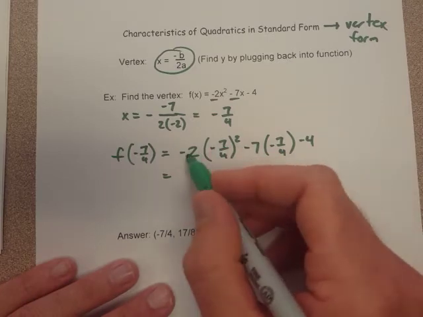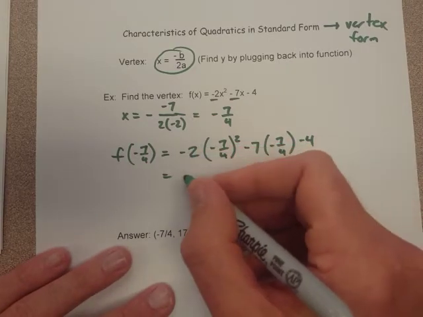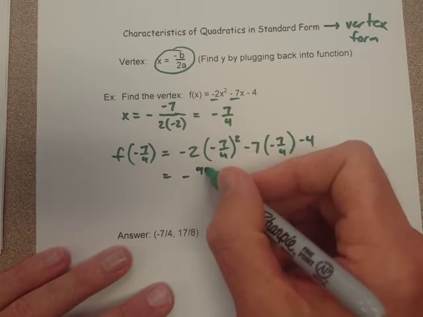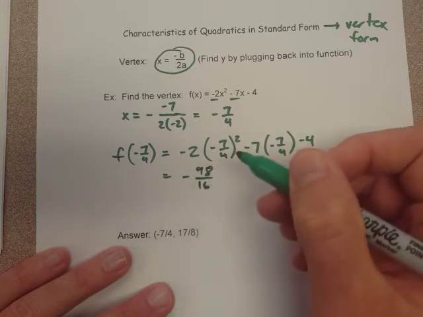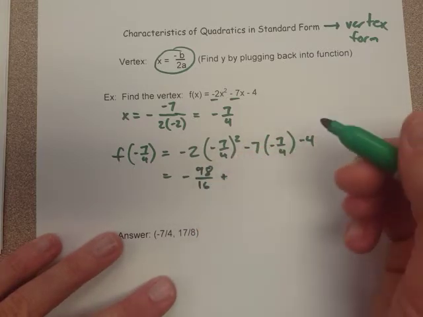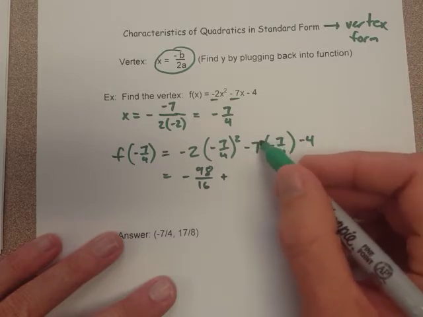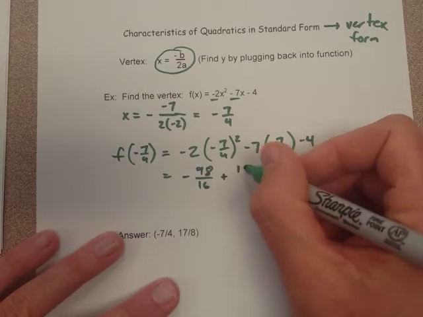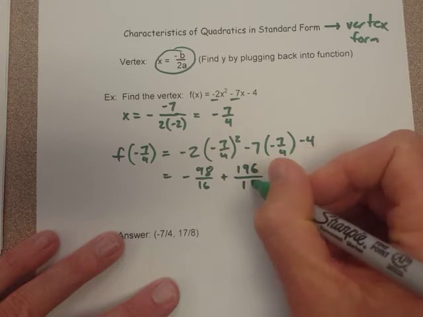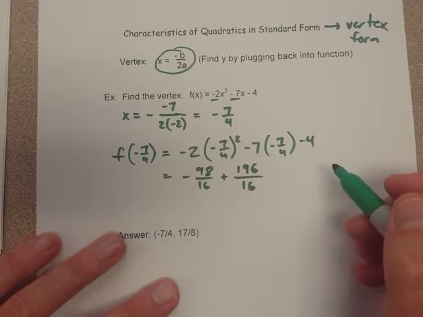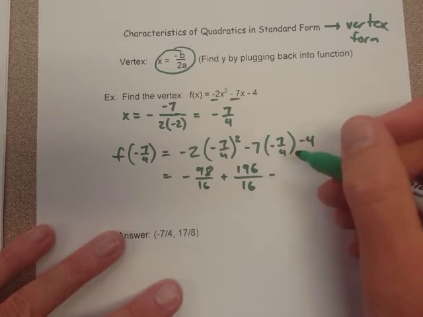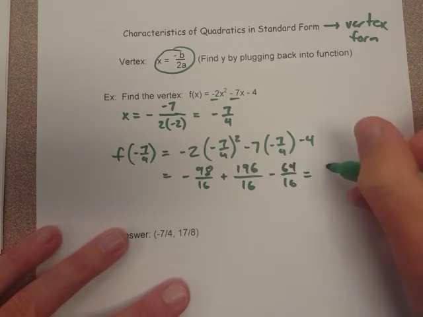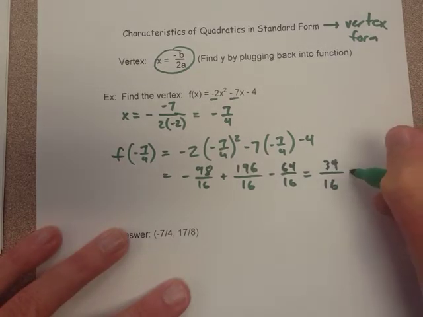We have to do the square before we multiply by negative 2. So this will end up being negative 98 over 16. And then we have plus, because that's minus and negative, so that's plus. Now it's 49/4, but we want to make it into 16ths. So I'm just going to convert that right away, and it's 196 over 16, because we want to eventually be able to add these together. And then minus the 4, which is the same thing as 64 over 16. Put all that together, and we have 34 over 16, which will reduce down to 17/8.